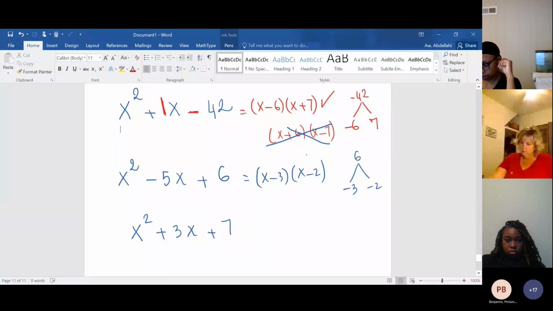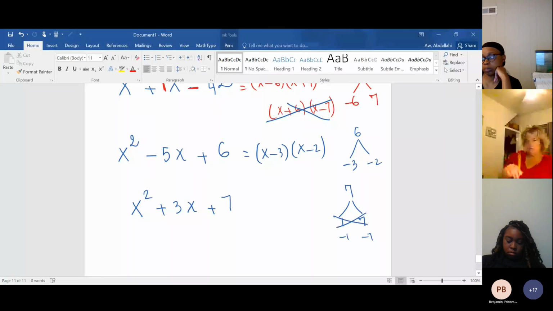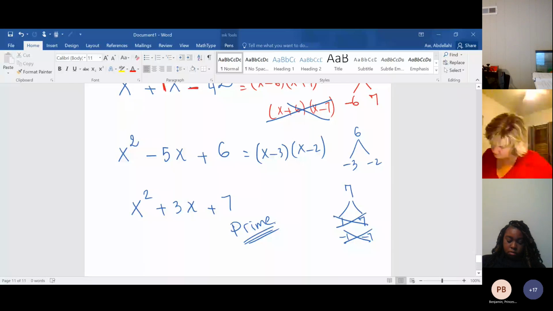Finally, the last one. Did you find the numbers? No. You didn't find the numbers, right? The only way to break down 7 is 1 and 7, or negative 1 and negative 7. But both ways don't work, right? They don't add up to 3. What do we say? Prime. Yeah, we say prime. We cannot factor this. This is prime or not factorable, right?